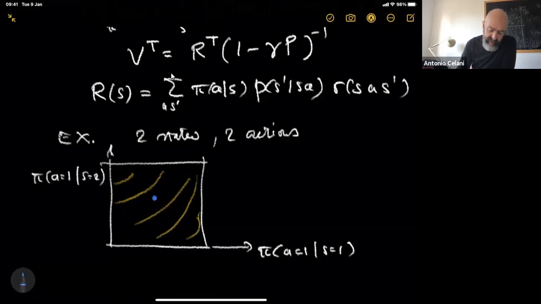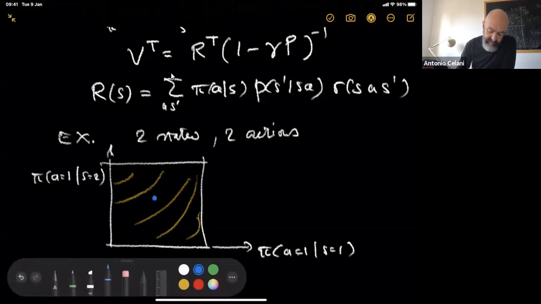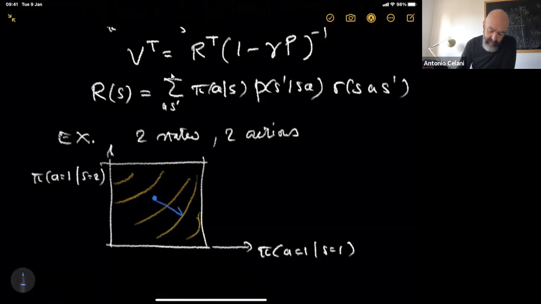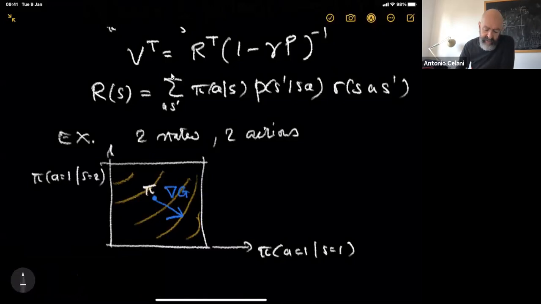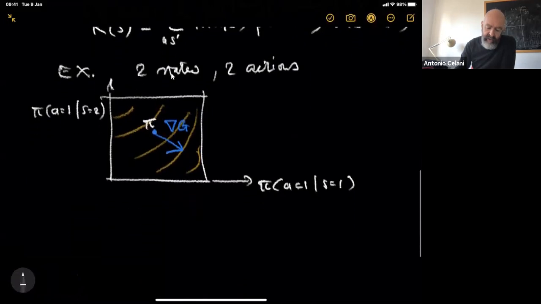So if I take any policy pi here in the middle, this is my gradient of G. And this point here is any policy pi for my system. So how does that work? How do I compute this gradient in practice?